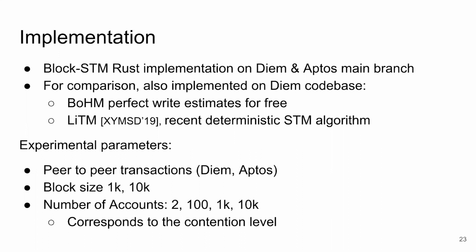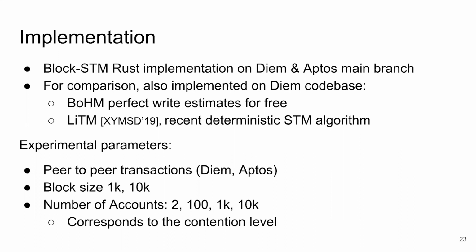And we tried it on peer-to-peer transactions. Usually people might think this is a very straightforward transaction. It's not very complicated, but it's also not trivial. It does a bunch of reads and writes. I think in the DM days it had a lot of checks to do about counts and whatnot. And even at Aptos, it has to do a few extra reads like the sequence number.